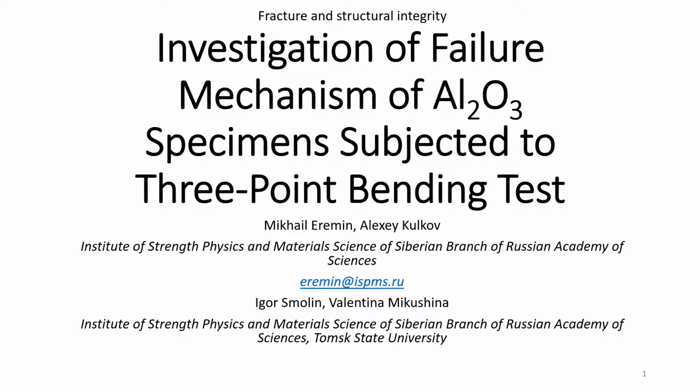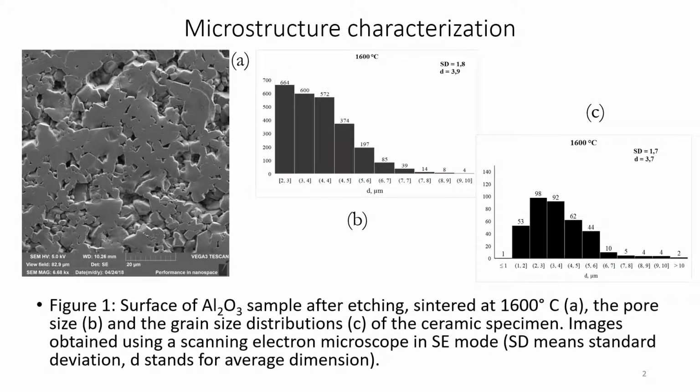Dear colleagues, the topic of our work is investigation of failure mechanism of aluminum oxide ceramic specimen subjected to 3-point bending test. We have prepared the ceramic specimens by the sintering of aluminum oxide powder at 1600 degrees centigrade. The slide demonstrates the edge fracture surface, the pore size distribution and grain size.